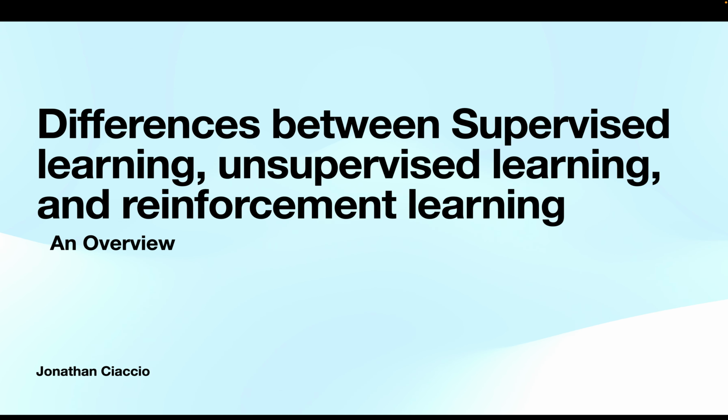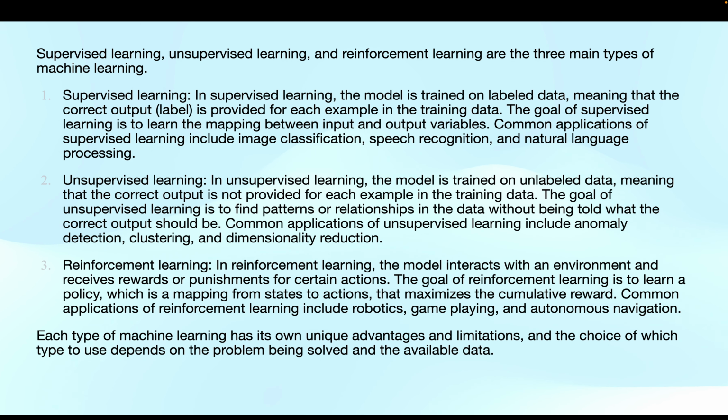Learning and unsupervised learning and reinforcement learning. So we can get right into it. So supervised learning, unsupervised learning, and reinforcement learning are the three main types of machine learning, the three general categories.